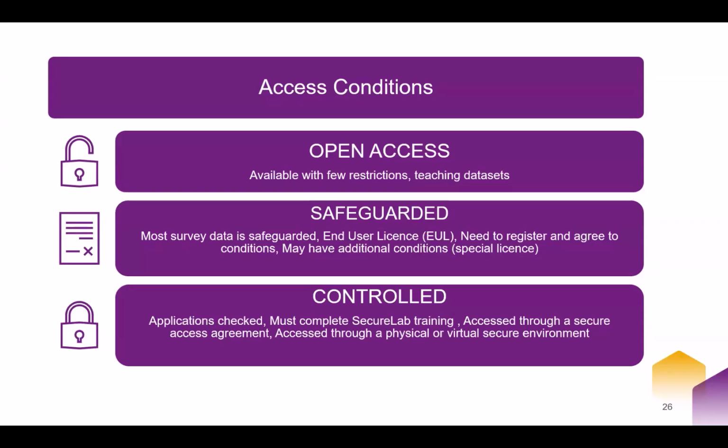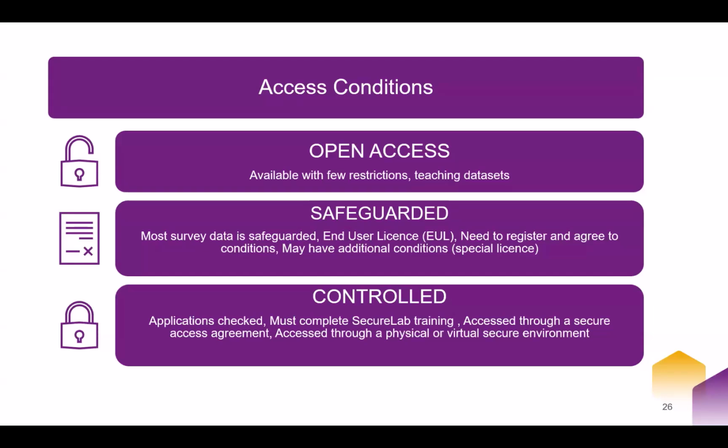In order to access this data, you need to complete what we call our secure lab training or our secure researcher training. This is training that allows you to access secure data. This training is quite useful as well, because it also covers accessing data through things like the Office for National Statistics Secure Research Service. So if you complete our training, you're also able to access data through that.